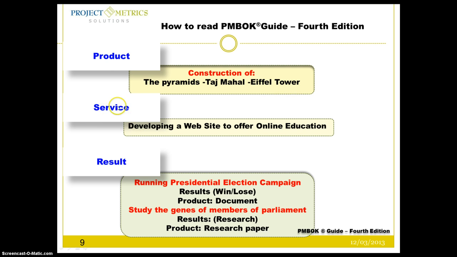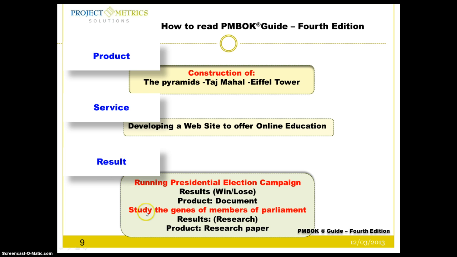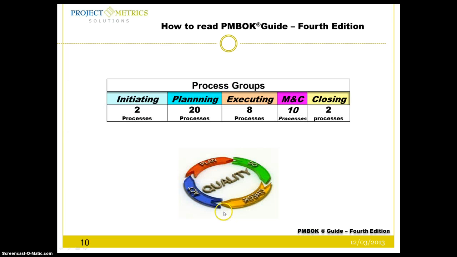If we talk about the service, an example I gave here is developing a website to offer online education. And for the results, I gave two examples: running a presidential election campaign, and the result is win or lose. The product here is a document. Another example, I gave from research in the university. If you are working in academia, a study of the genes of members of parliament, or a study of the genes of criminals. The results here are research, the product being research papers.